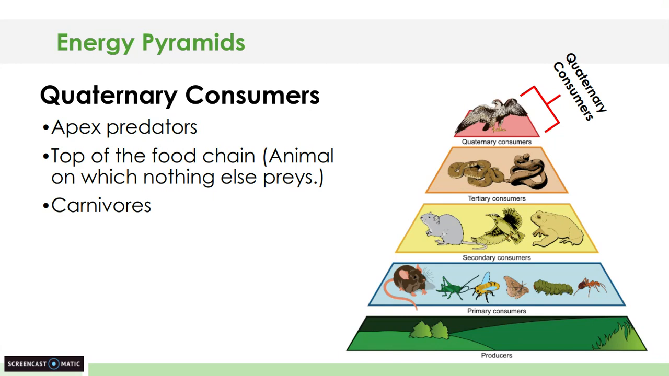They are carnivores. All right, so they'll eat the snakes and the tertiary consumers, or the mice and the frogs and the birds in the secondary consumers. They are also heterotrophs because they do not make their own food.